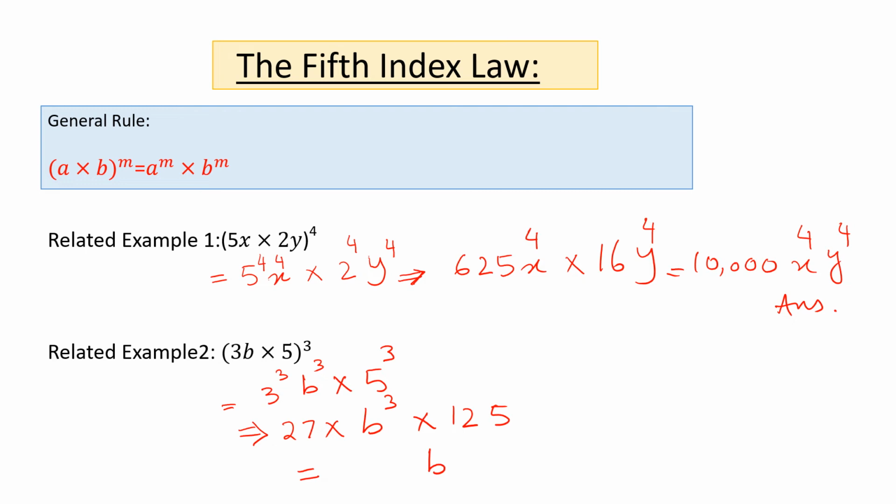5 times 5 times 5, which is 125. Now I will multiply 125 and 27. 27 times 125, which is 3375. Or I can also write 3 raised to the power 3 times 5 raised to the power 3 and b to the power 3. I can write my answer in both ways. This is the answer.